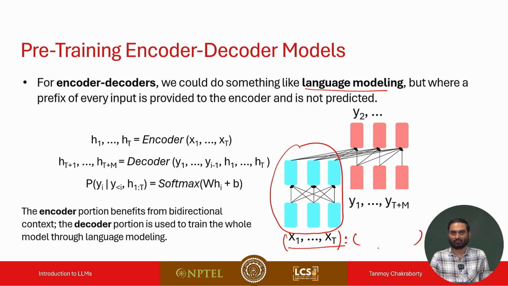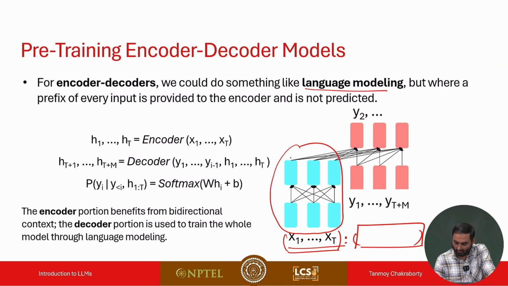Let's say in case of summarization, the instruction is "summarize the following document:" and this is the document that you want to summarize. The entire thing will be fed to the encoder model, and after the encoder block, you will get hidden representations h1, h2, dot dot dot, hT.